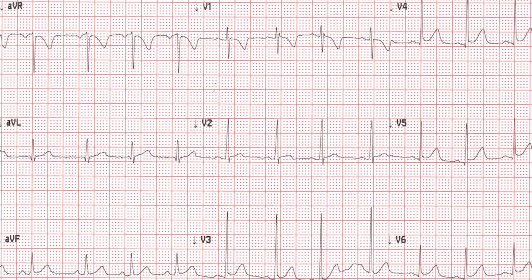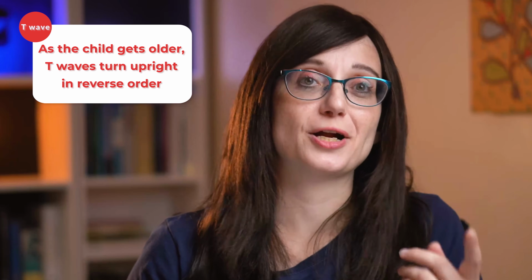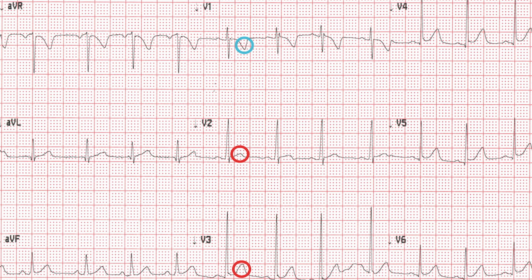And finally, we're going to look at the T wave. So here what we're looking at is ventricular repolarization. After birth, you get physiological inversion of the T waves in leads V1 to V3. As the child gets older, these then turn upright in reverse order. And so usually by the age of 8-ish, they'll be upright, but it is quite common to get persistent inversion of V1, which is a normal variant.